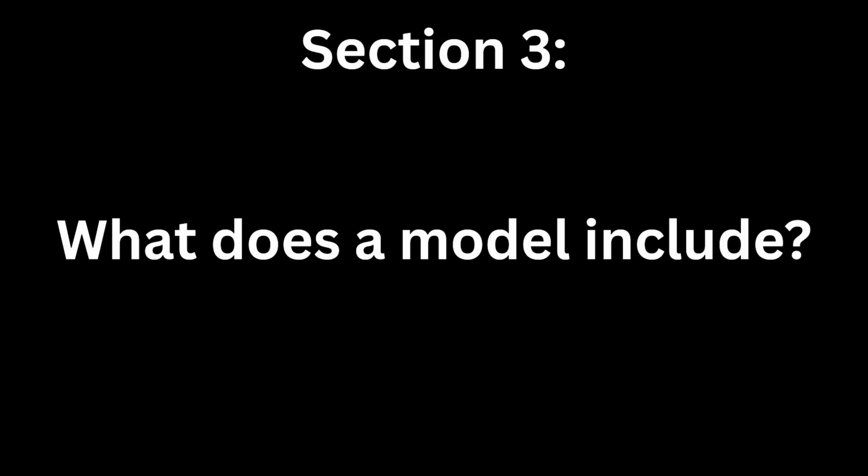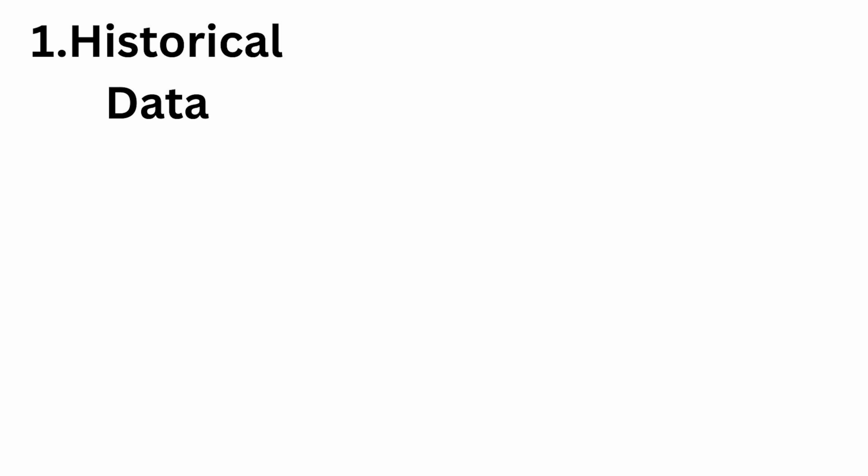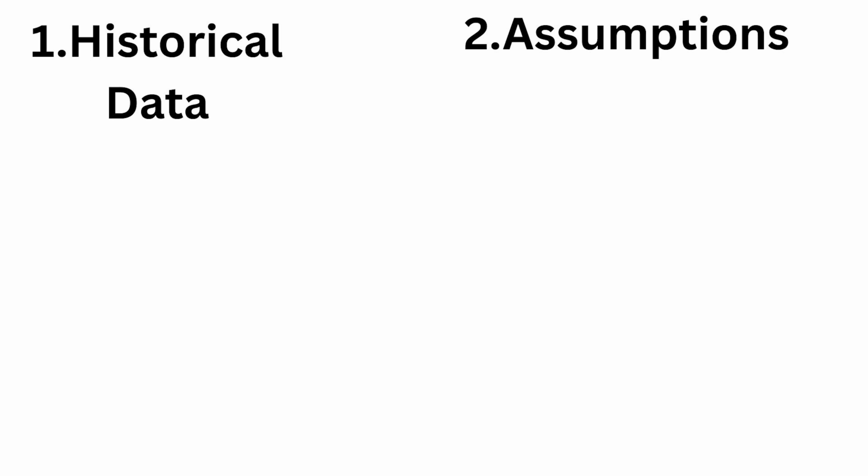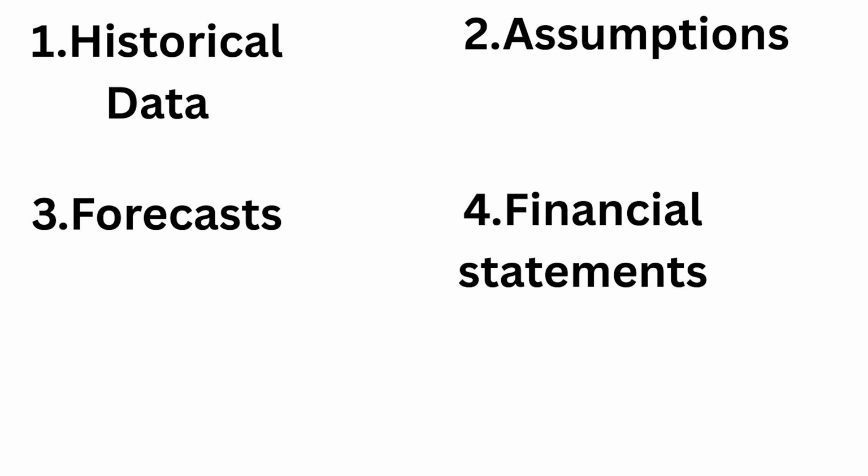Section 3. What does a model include? Most financial models include these key parts: historical data, what's happened in the past; assumptions, like revenue growth, costs, or interest rates; forecasts, predicting income, expenses, and profits; financial statements, projected income statement, balance sheet, and cash flow; valuation, estimating what the company is worth.